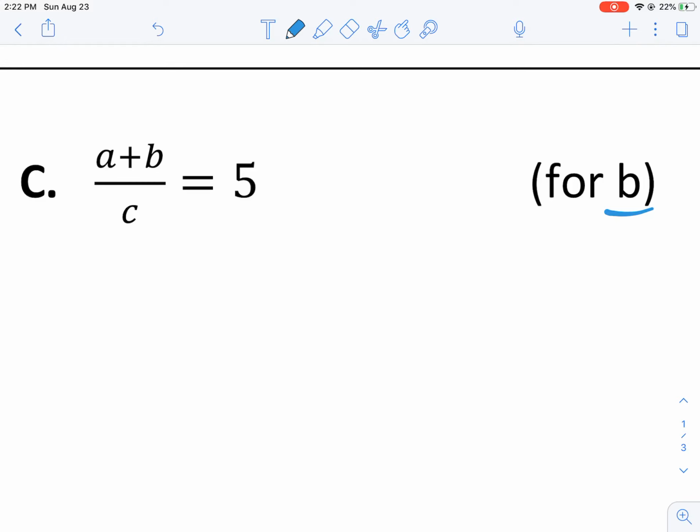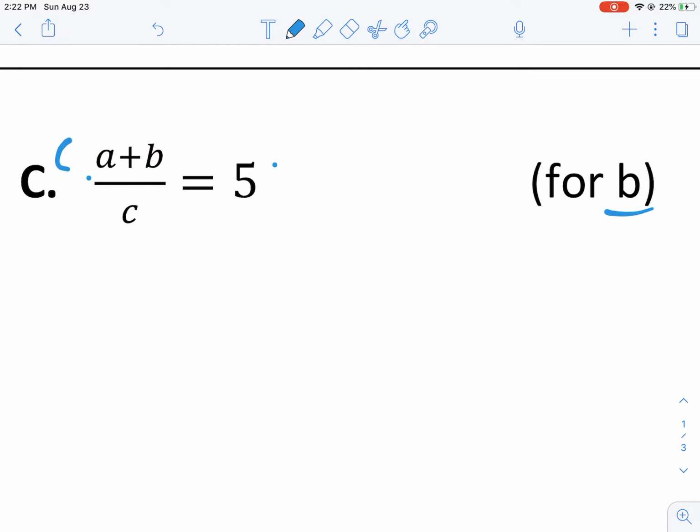And when it comes to what you want to get rid of first, however far removed it is from the b, that's what you want to get rid of first. So this a is kind of like the first thing that's right next to the b, so we don't want to get rid of that first. We want to get rid of the c because b is being added to a and then divided by c. So we're kind of undoing that in reverse order. So we're going to get rid of this c first.